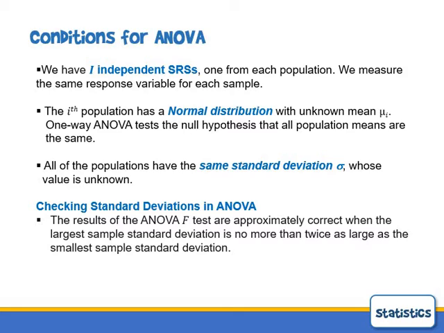And that might seem like a pretty big assumption, but in practice they just have to be close enough together. And so as it says here, the results of the ANOVA F test are approximately correct when the largest sample standard deviation is no more than twice as large as the smallest. Okay? So if you take your smallest and you double it and none of the others are bigger than that, then they're close enough together to reasonably run the ANOVA test.